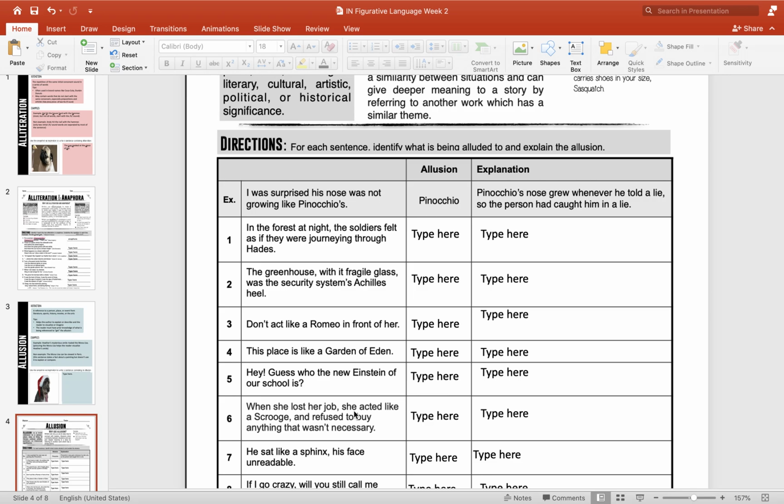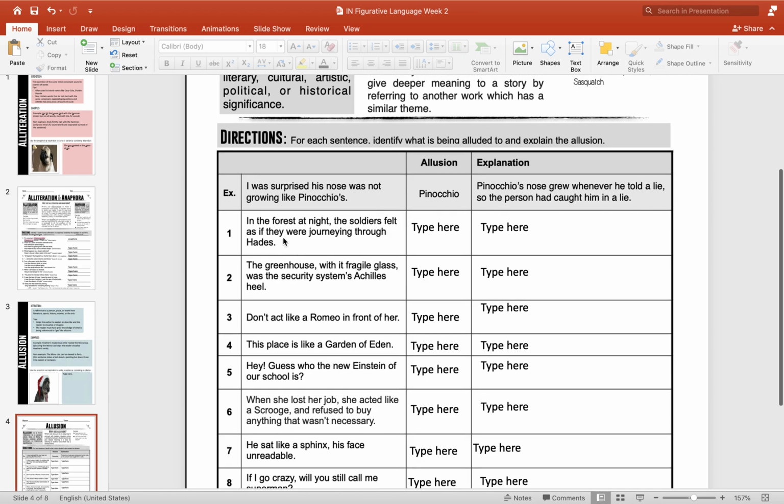I was surprised his nose was not growing like Pinocchio's. So obviously, we know who Pinocchio is, right? So in this particular one, if I was highlighting, I would highlight Pinocchio. The allusion is Pinocchio. And then again, I was surprised his nose wasn't growing. So they're basically saying like the guy was lying so much that his nose should have grown like Pinocchio's. And then another way to explain it is Pinocchio's nose grew whenever he told a lie, so the person had caught him in a lie. Either way is fine. And let's go ahead and look at the second one.